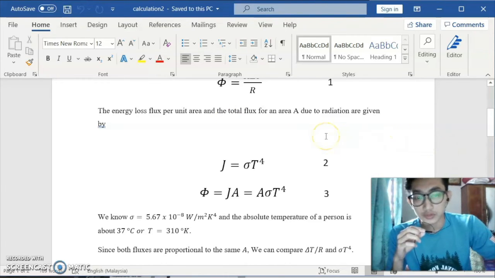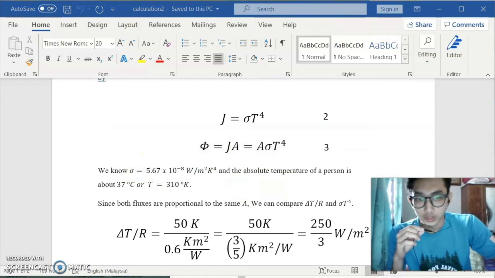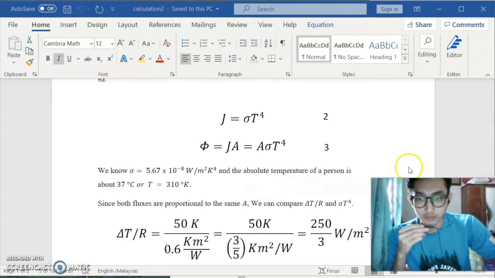The energy loss flux per unit area and the total flux for an area A due to radiation are given by equation 2 and equation 3. We know that the Stefan-Boltzmann constant is equal to 5.67 times 10 to the power of negative 8 watt per meter square Kelvin to the power of 4, and the absolute temperature of a person is 37 degrees Celsius, which if we convert it to Kelvin, will be 310.